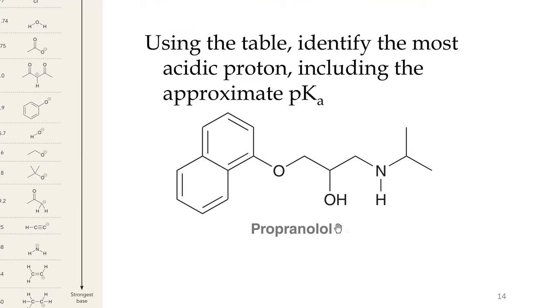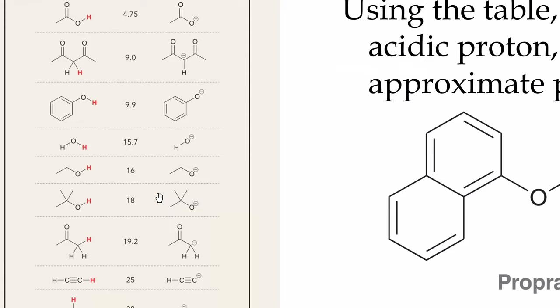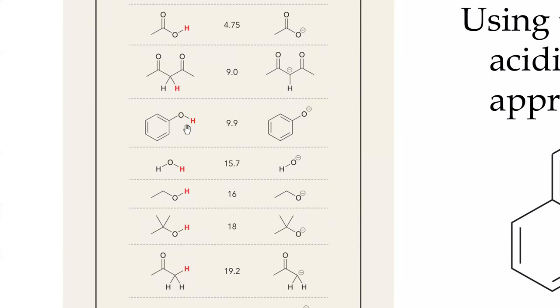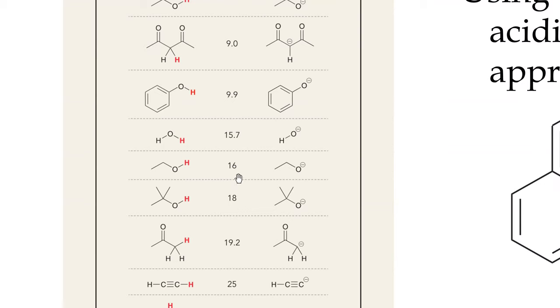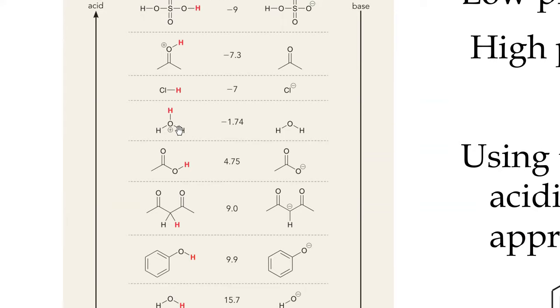So that leaves us with the OH proton or the nitrogen proton. So now we want to go back and compare and say, okay, if we look at an alcohol versus an amine, which one is a better acid? So we come back over here again. We have a couple of different versions of alcohols. There's water, there's a primary alcohol, there's a tertiary alcohol, but they're relatively close together, right? Hydronium is all the way down here. So hydronium is a pretty good acid.